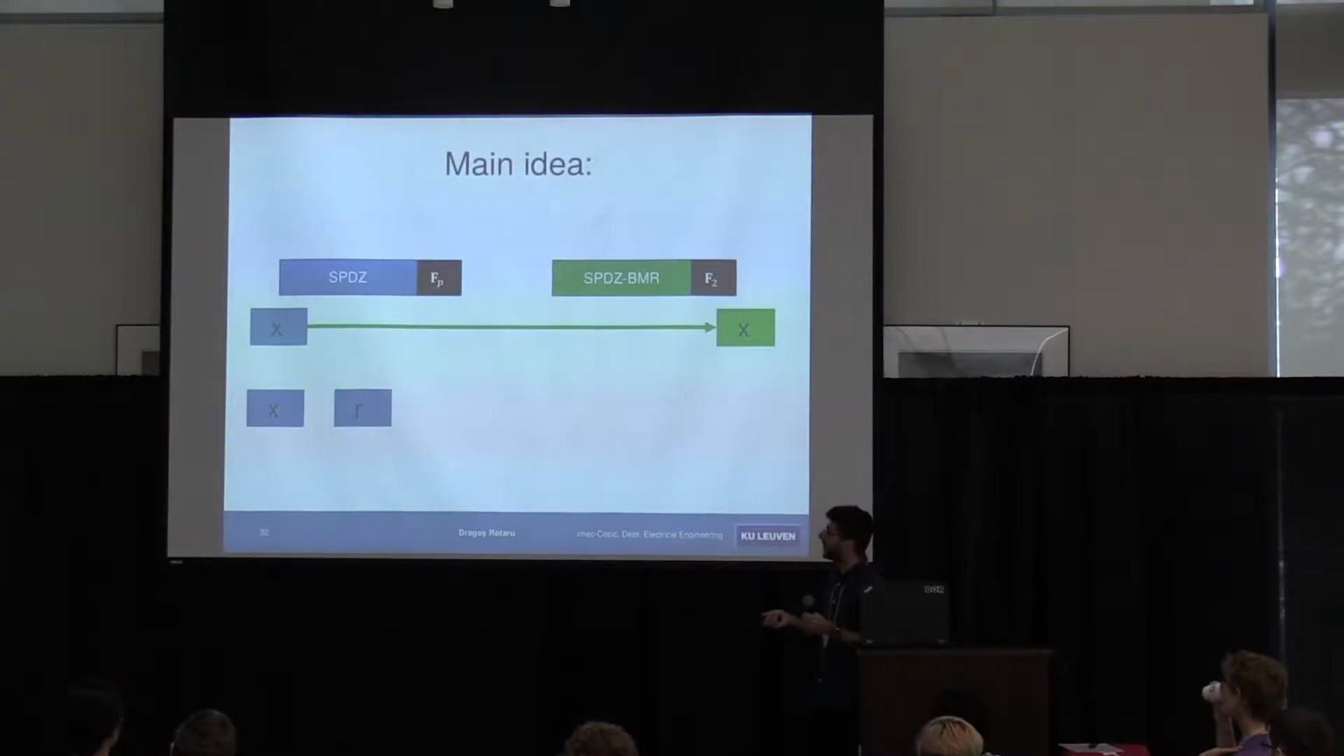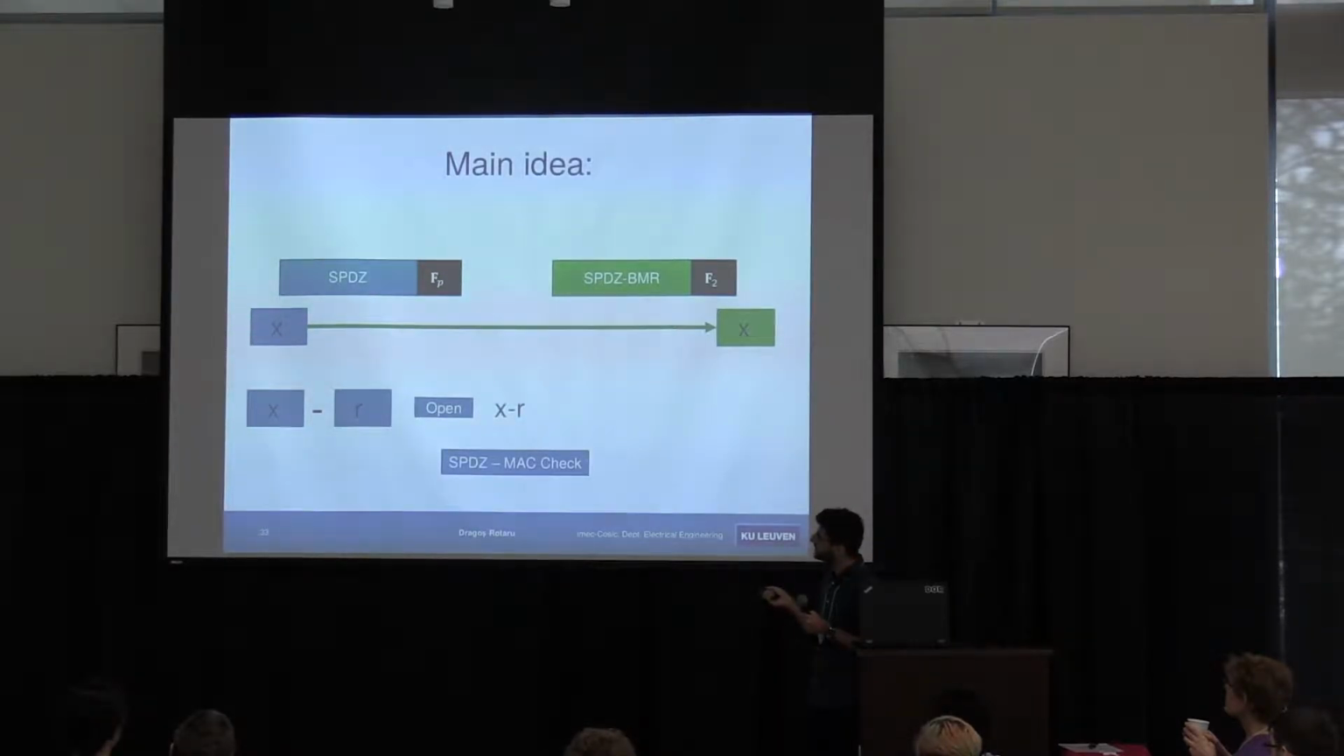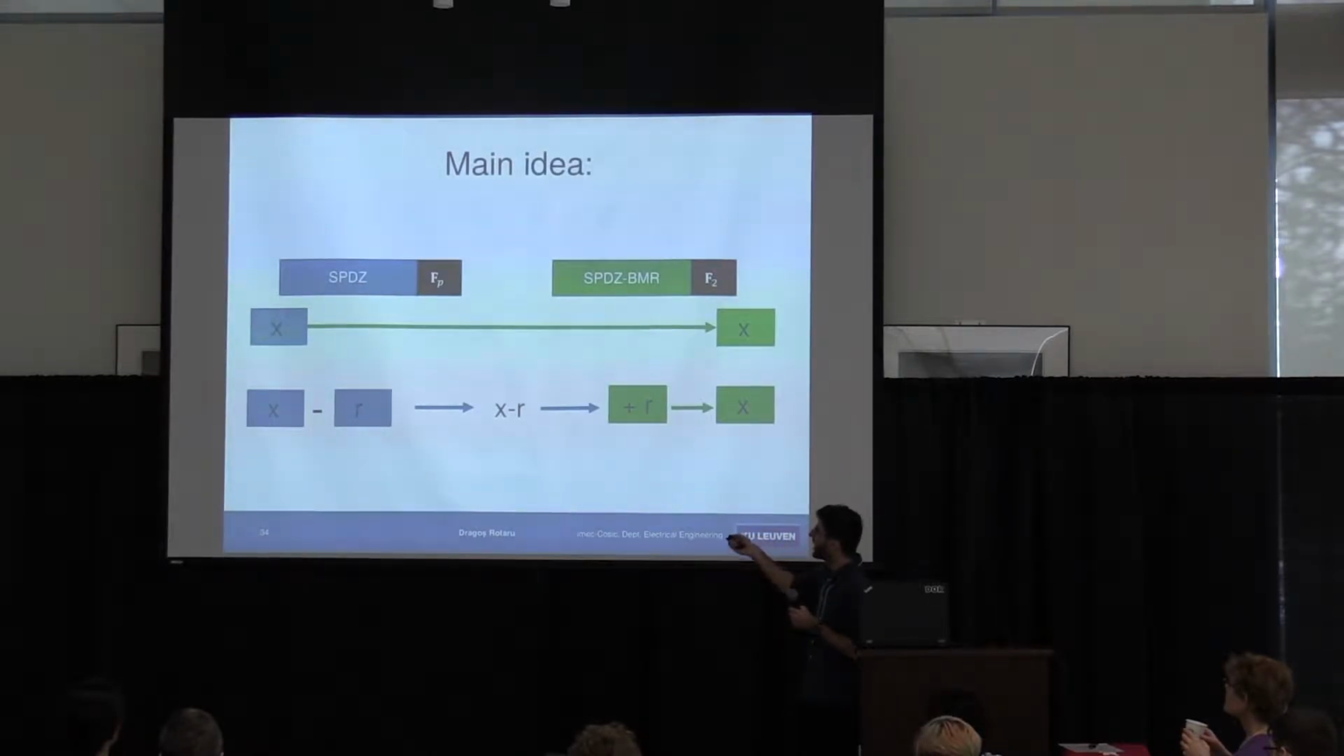What do we usually do? Well, when we do these malicious protocols, we try to mask as much as possible. So we retrieve a random R, subtract this R from X, and then we open X. As I said, when you're opening stuff in SPDZ, you need to do a MAC check. So you use this public input to the garbled circuit, and then you add the randomness inside the garbled circuit. This is the main idea.